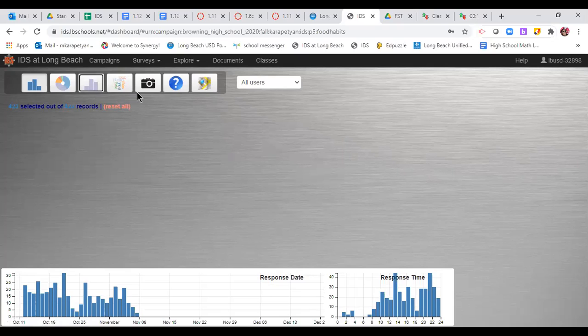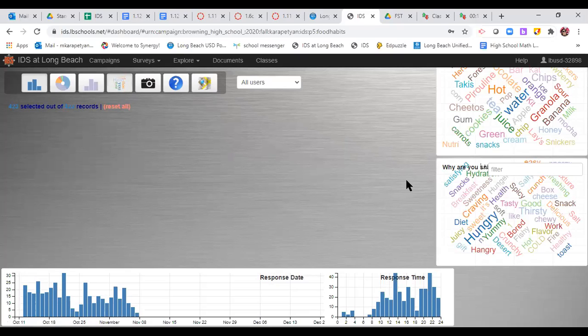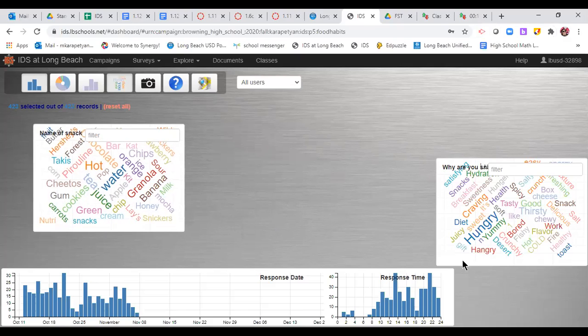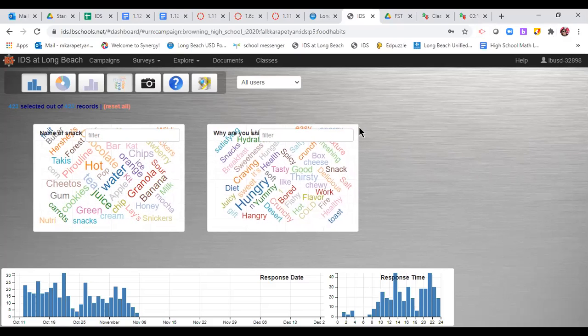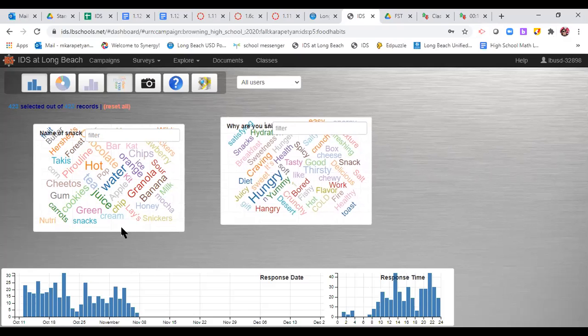There were some questions that you guys had to answer, like, why are you eating this snack? What's the name of the snack? And all of that, you can see based on this word, I forget what this is called, but it's like a word math collage or something like that. And the larger the word appears, the more often it showed up. So the largest word here is water.